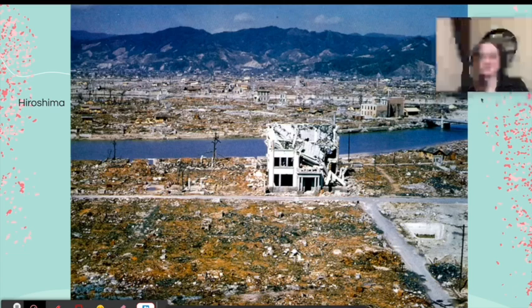All right, so here's another picture of Hiroshima. So you can see, like, there's a couple of the concrete buildings that are still standing, but everything else is just absolute rubble.